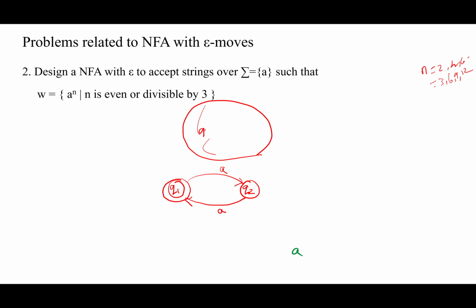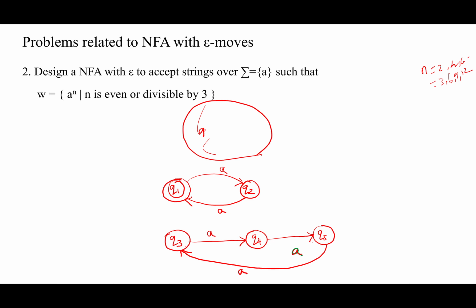Then next, what is the next one? It should be divisible by 3. So we make this a Q3 state. Then the next state is Q4, and we pass the input symbol a. Then the next one is Q5, with a. The next thing is 3, meaning there should be 3 a's, because it is divisible by 3. So from Q5 to Q3, we can pass the value a.